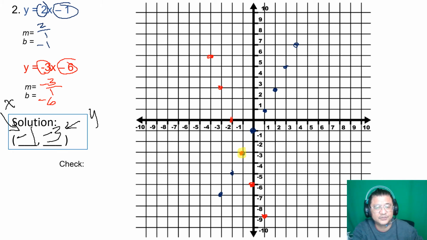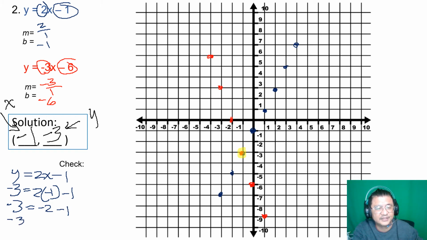So let's substitute the value. Let me start with the blue equation. Y is equal to 2x minus 1. I substitute -3 is equal to 2 times -1 minus 1. Multiply first 2 and -1, that is -2, and minus 1. Left side is -3. Right side is -3. That's a true statement. Okay? Therefore, I know I am correct.